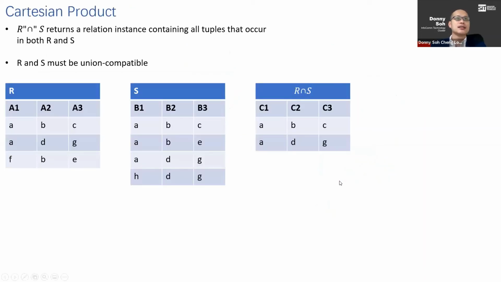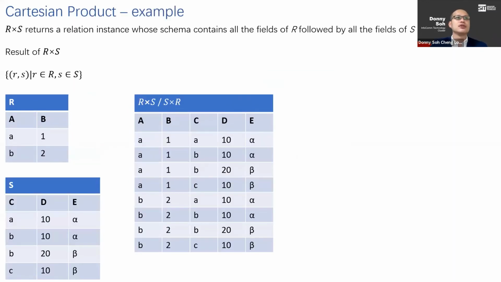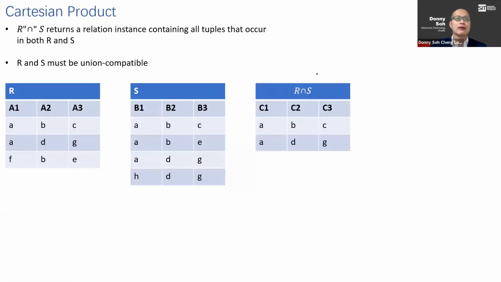Okay, so Cartesian product. Am I going too fast? I think it should be okay, right? These are quite okay. So Cartesian product will return all the instances. Why is this slide incorrect? It should be here. Cartesian product has all the instances of R followed by all the fields of S. So R times S. This is what R times S looks like. So how do we get this? Sorry, I'll correct this slide later on.